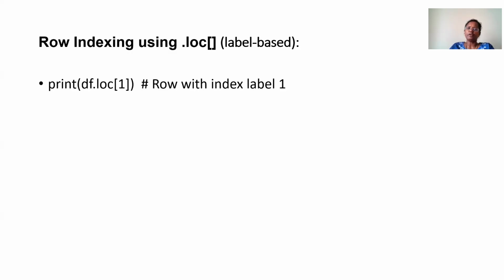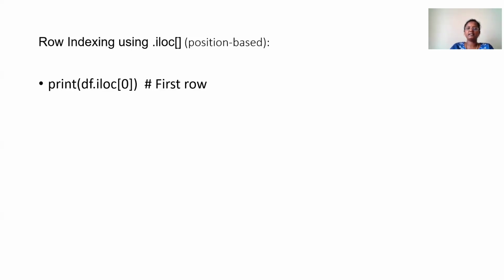And the same row indexing using dot loc. What is dot loc? Just keep in mind that loc means location. That is label-based row indexing. The one above is position based, whether it is available in the 0th position, first position, second position or third position. According to which position you want, if you want to select it, use iloc.